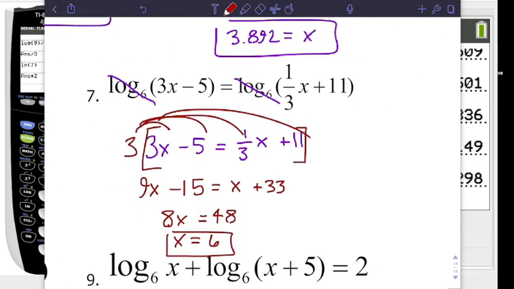And then just quickly double check. Can I plug in 6? 6 times 3 is 18. 18 minus 5 is 13, so that works out. And then let's see, can we plug that back in up to this log here? 1/3 of 6 is 2. 2 plus 11 is 13 as well. So we are good to go right there.